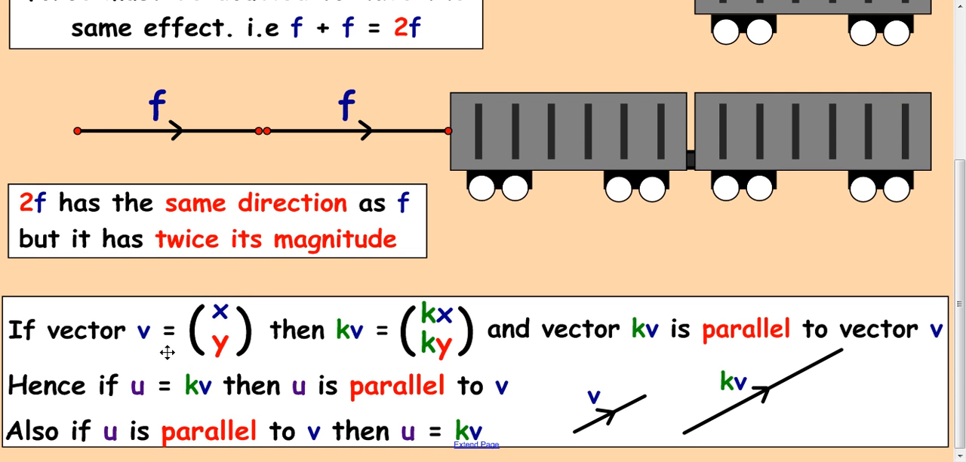Now in general, if we've got a vector here, (x, y), then to multiply it by a number, a scalar quantity, you multiply the components of the vector. So you multiply x, the top one, by the number, and also y. Also, the vector is parallel to the original vector when you multiply it by a scalar.